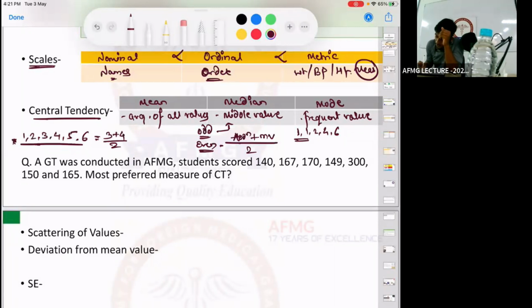But if I say in this condition, what would be your mode? So what would be your answer? Here, 1 is also repeated twice, and 6 is also repeated twice. So please remember, if there are two modes, it can be expressed as bimodal. And what do we mean by bimodal? That means two modes would be there, 1 and 6.